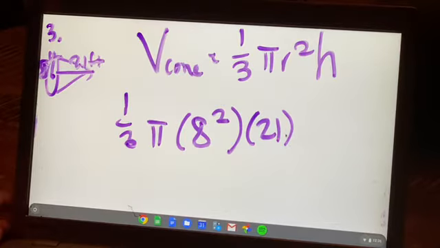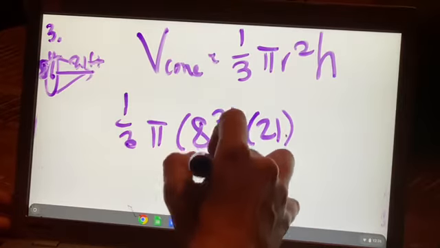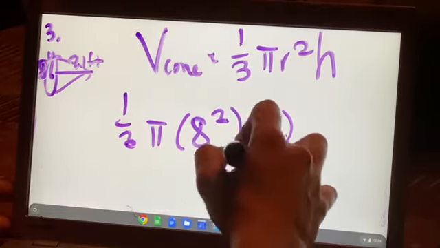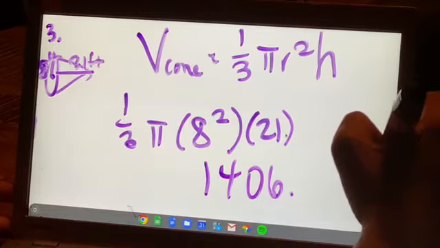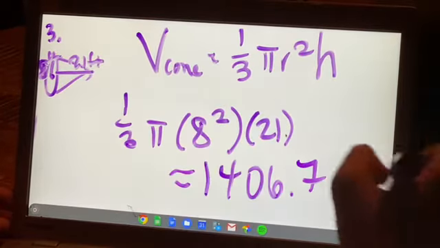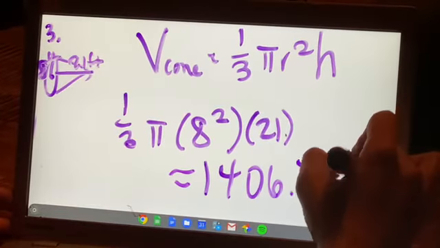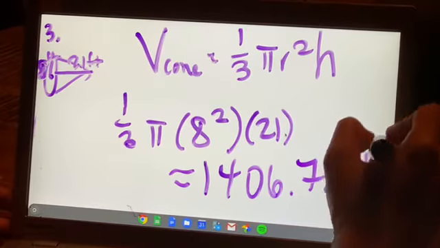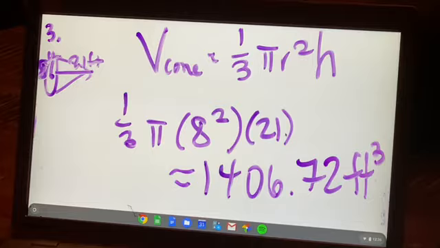If you multiply all of that out, you're going to get 1,406.72. Remember, this is approximate because of pi. 0.72 feet cubed, because we're doing the volume.